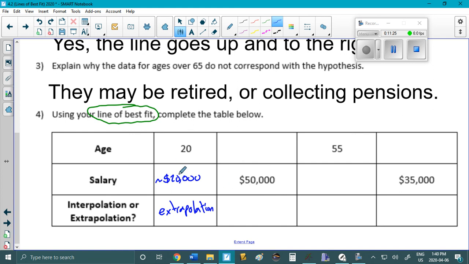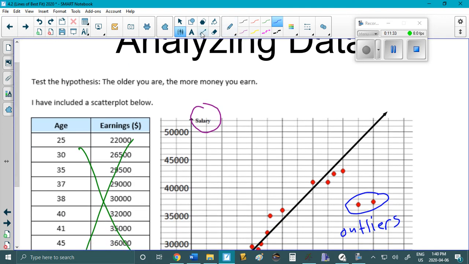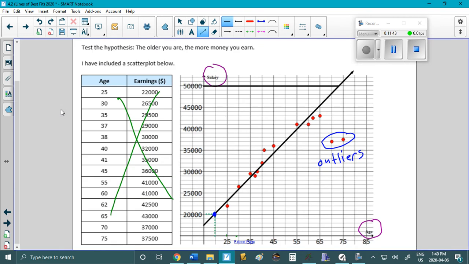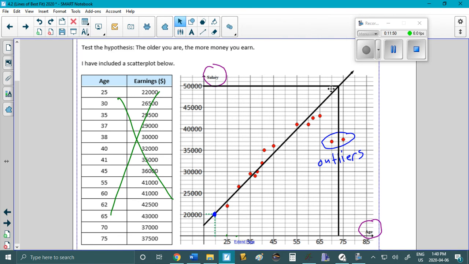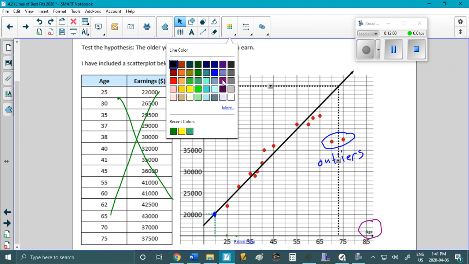Okay. Now, salary 50,000. What's the age? And is it interpolation or extrapolation? So 50,000 is way up here. So I draw a line straight across. And once I hit my graph line, I'm going to have to zoom it a little bit differently here. Once I hit the graph line, I go straight down to here. Okay, and I'm going to change it to dotted lines. Makes it a little easier to look at, makes my graph a little less cluttered. And let's make it, I don't know, purple.